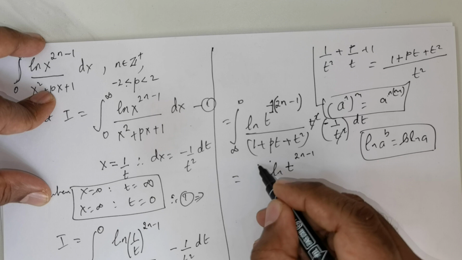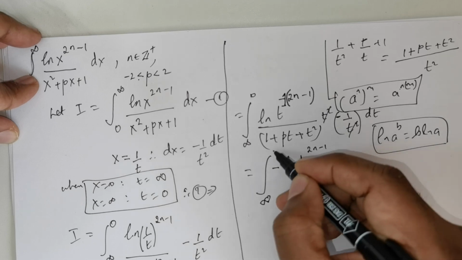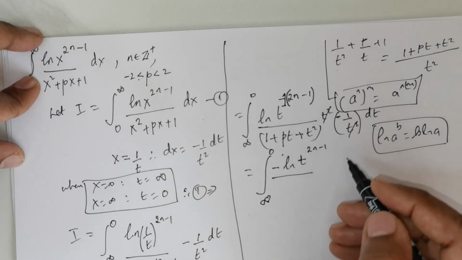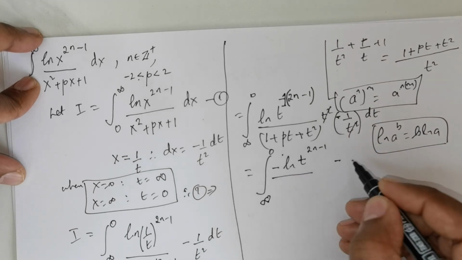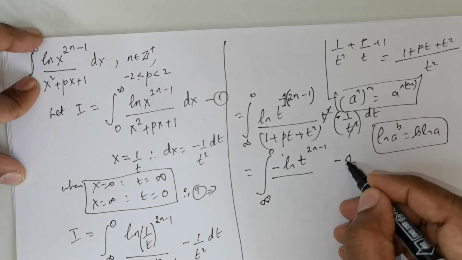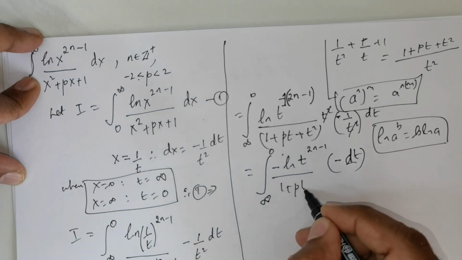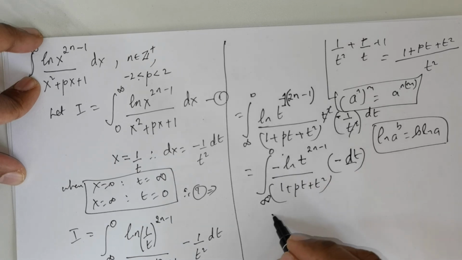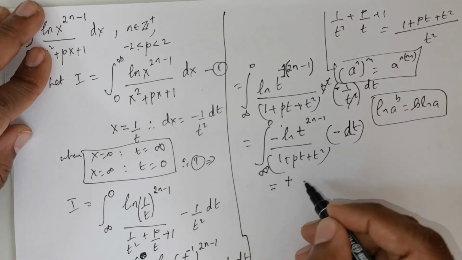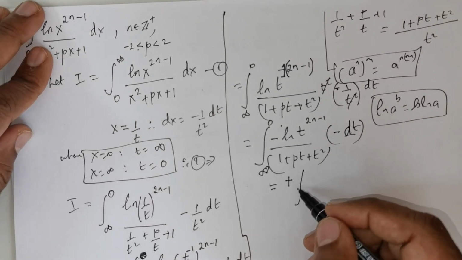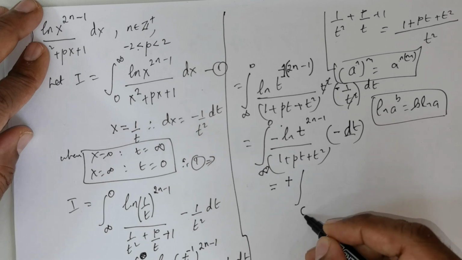Now let me place the limits. This is infinity to 0, divided by, I have a negative sign here, so let me rewrite this. Let me write it as negative dt, divided by 1 plus t plus t squared. Now negative negative will become positive, so I can place that positive sign, and what I wish to do is revert this integral. Instead of writing it as infinity to 0, I'm going to write it as 0 to infinity.